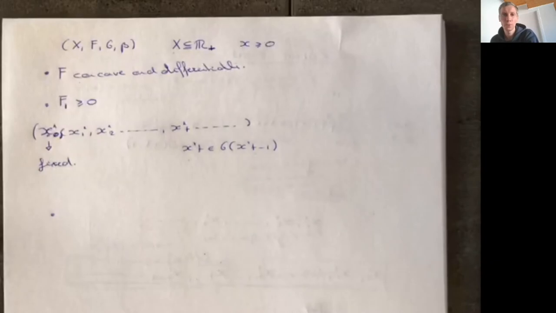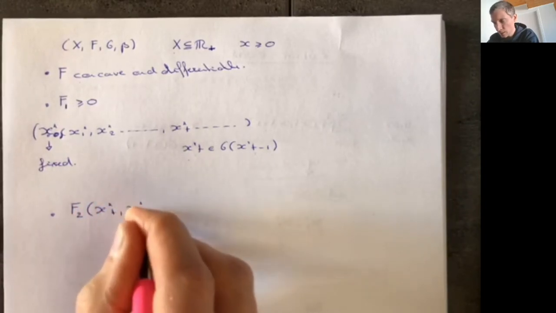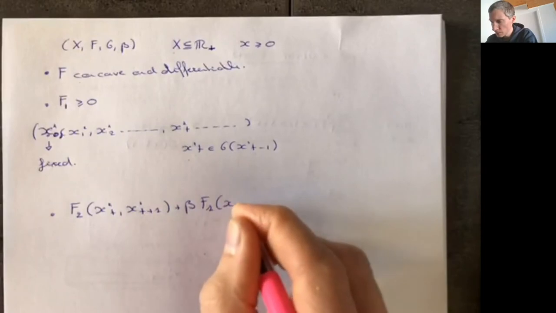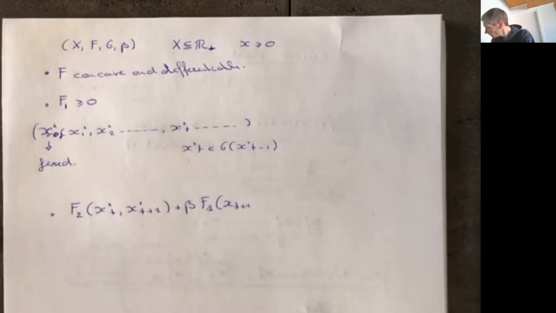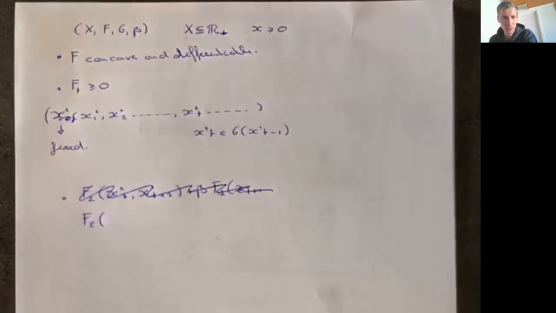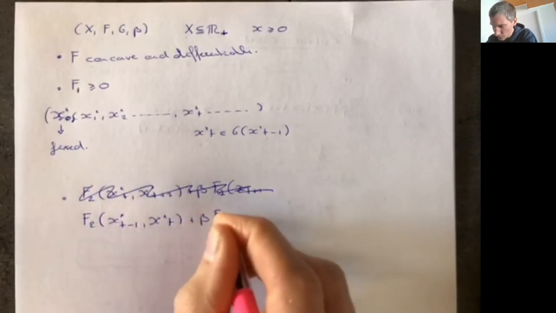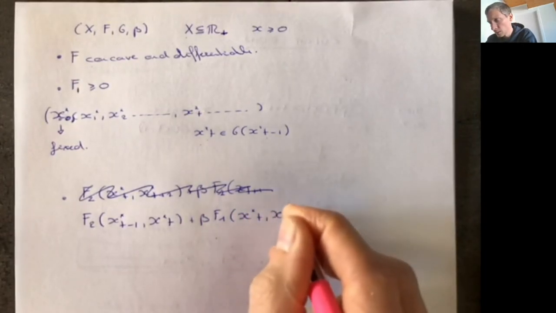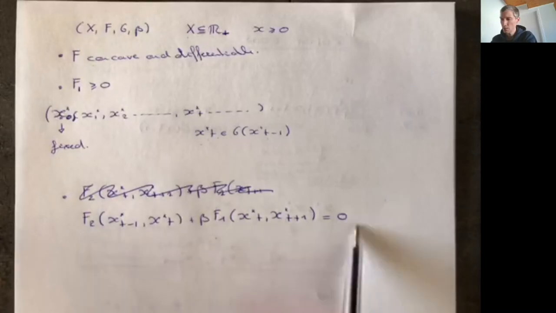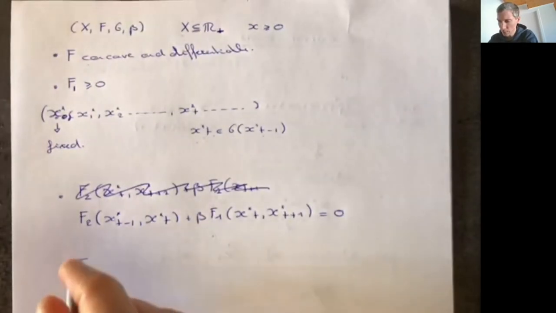And then I have that the Euler equation is also satisfied, in the sense that f2 of xt minus 1, xt plus beta times the first derivative f1 of xt, xt plus 1 is 0. Alright, so I have a path that's feasible and my path satisfies the Euler equation. And then I have another condition, and this is called a transversality condition.